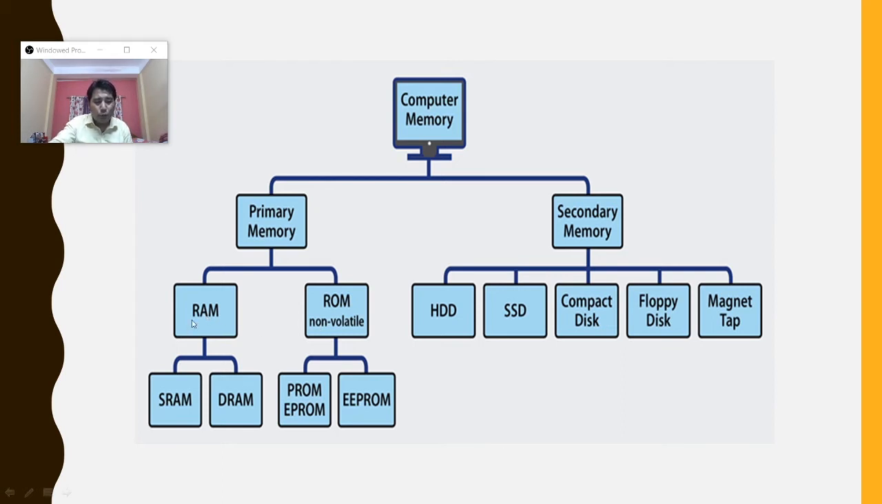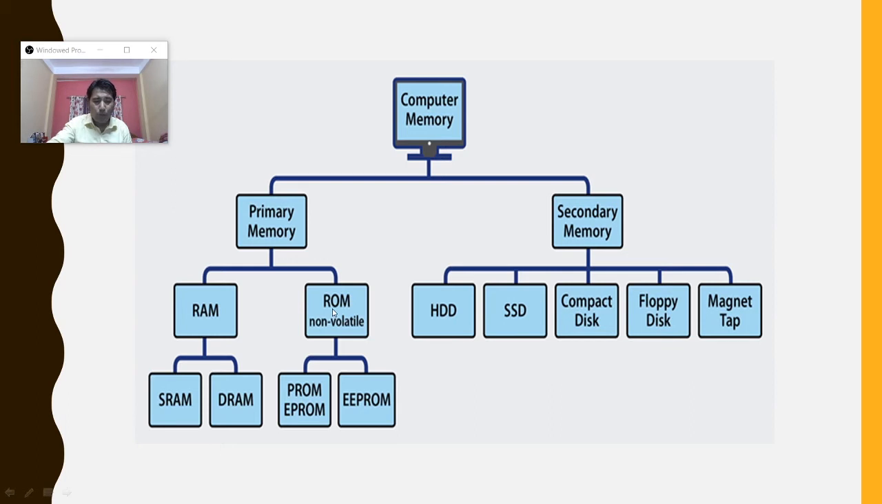Now there are two types of RAM, that is random access memory. One is SRAM, static random access memory. It has a lower access time, meaning we can quickly work on it, so it is faster and expensive. Another is DRAM, dynamic random access memory. It has a higher access time, that is why it is slow and less expensive.